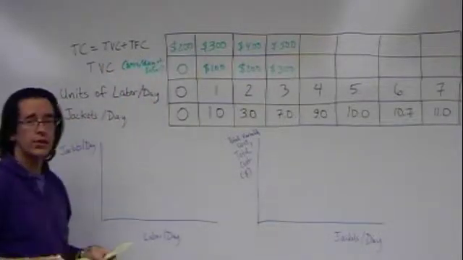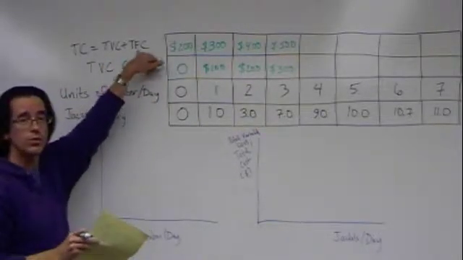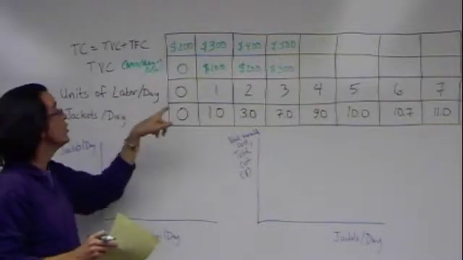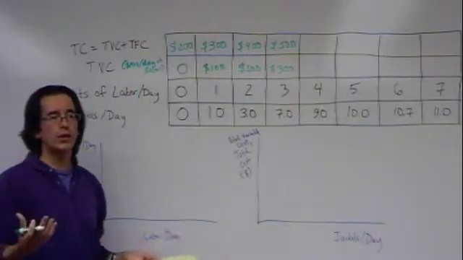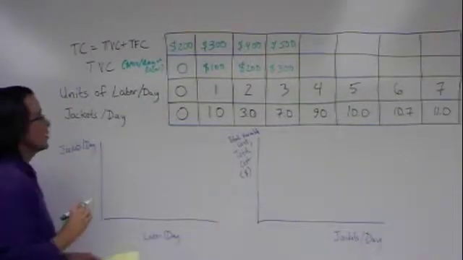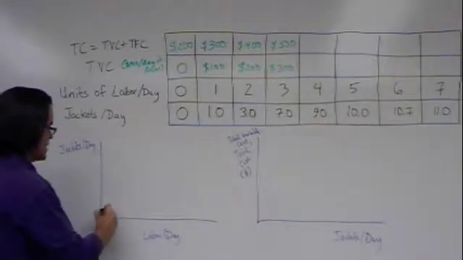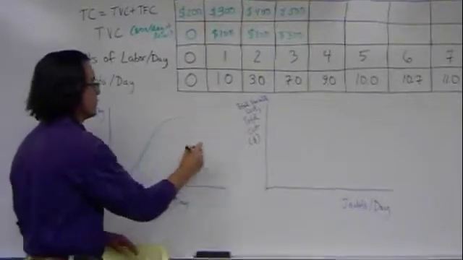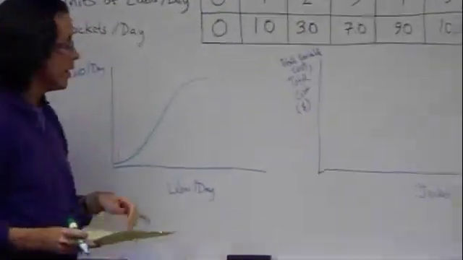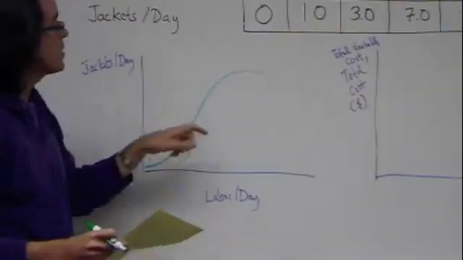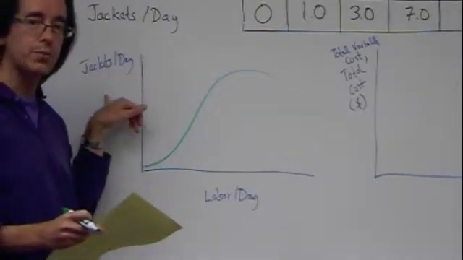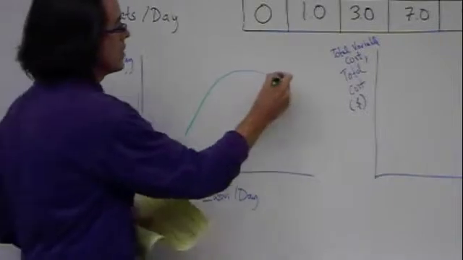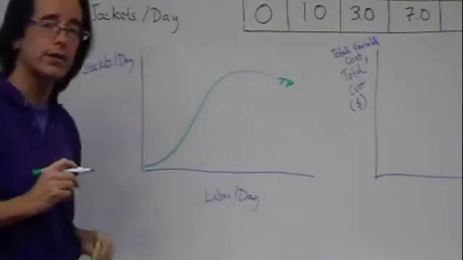And we've generated our total cost by simply adding our total fixed cost of $200 to that total variable cost. Okay, so what does that look like? Well, let's go back to our total product curve. We had this idea from the previous video that if we simply mapped that labor per day to the jackets per day, we would get this total product curve.